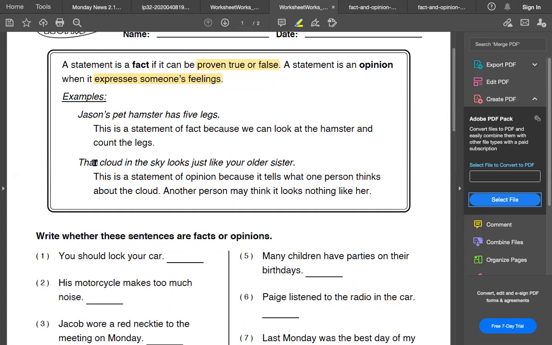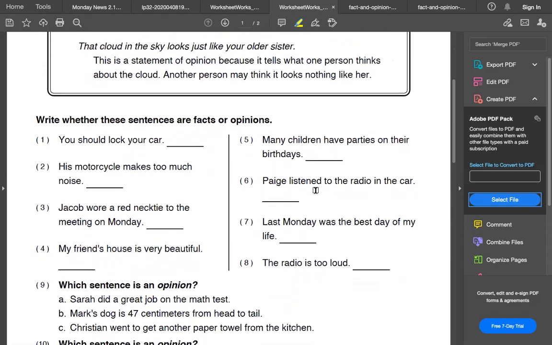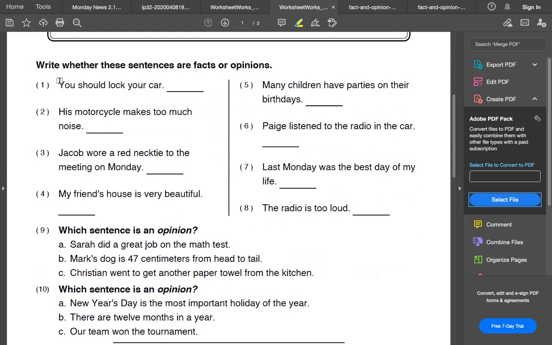That cloud in the sky looks like our older sister, okay? The reason why that is going to be an opinion is because it's indicating what somebody thinks rather than something you can actually prove, okay? All right, next one. Number 1, let's do some of these.